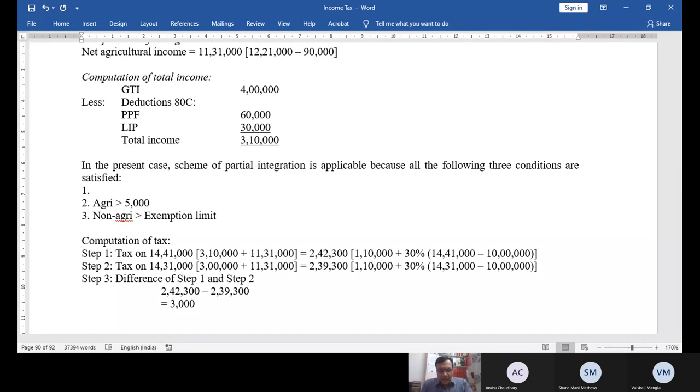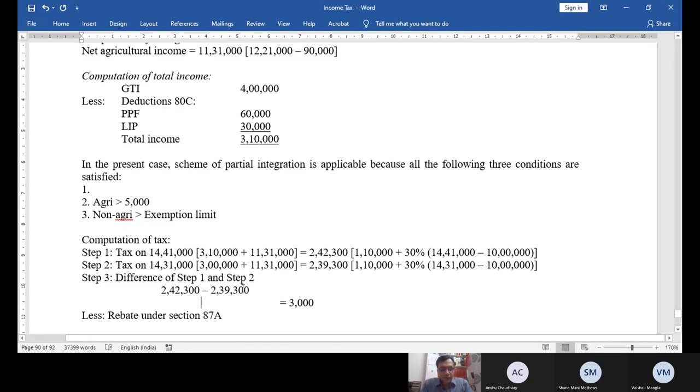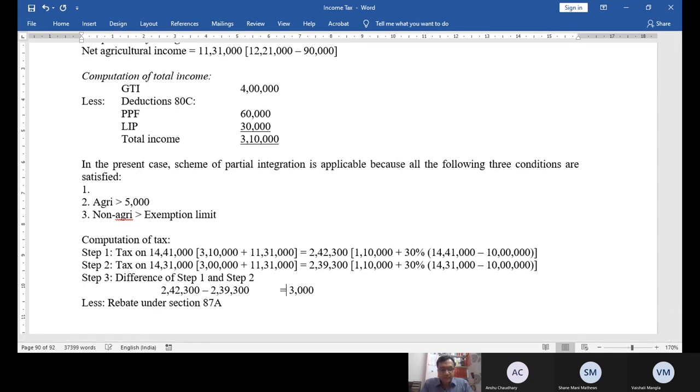After this, as usual, what you have to give? You have to give rebates if available. This tax is the first stage. After this, you have to do like this. It's not the fair presentation. For fair presentation, you can refer to any book, so they will show you how to present.